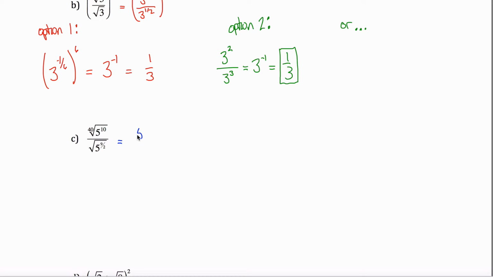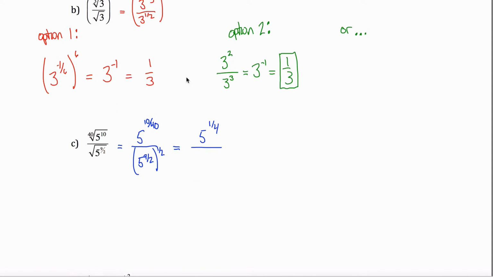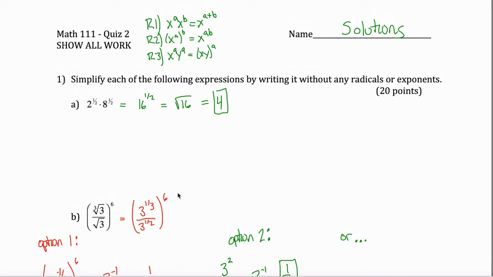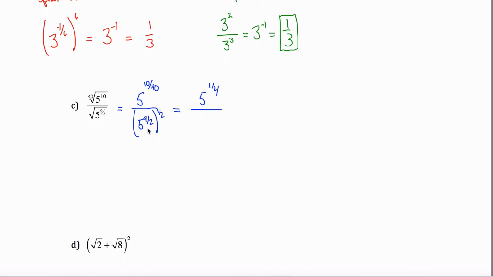What I'm trying to say is this is just 5 raised up to the 10/40th power, just like this is 5 raised up to the 9/2 power raised up to the 1/2 power. So 5 to the 10/40th, well, 10/40th is the same as a quarter. And 9/2 raised up to the 1/2 power, I guess I could use this second rule to multiply the two of those together. 9/2 times 1/2 is 9/4.